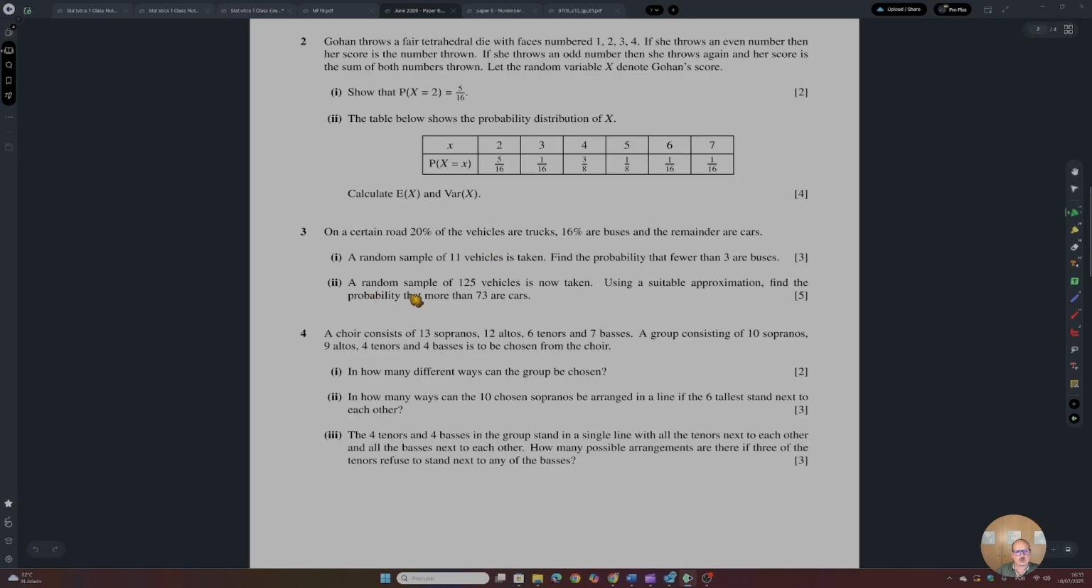Then it says, a random sample of 125 vehicles is now taken. Using a suitable approximation, find the probability that more than 73 are cars. Now the value of n increases, and this means that you are now in conditions to use the normal distribution to model this.